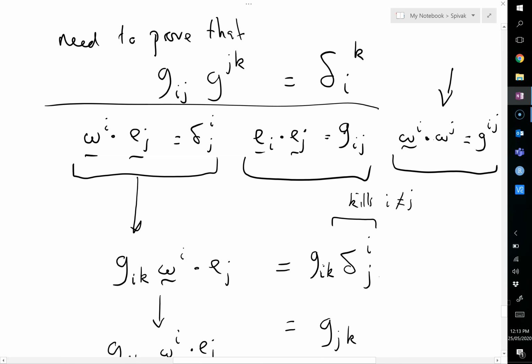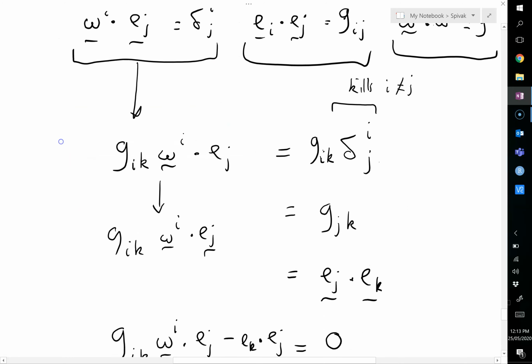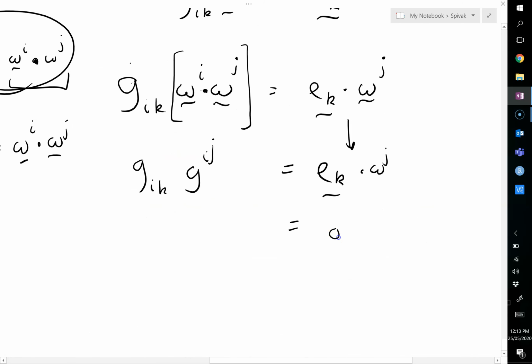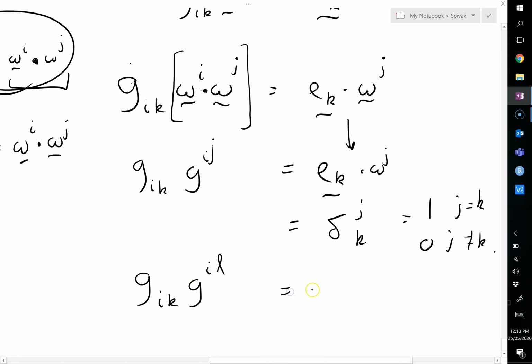There it is. No, it's this one here. There it is. They are conjugate bases to each other, and finally I'm reusing that fact, I guess. Let's just go back together. Delta JK equals 1 if J equals K, and 0 for J not equal to K. So, G^IK G_IL equals delta JK.